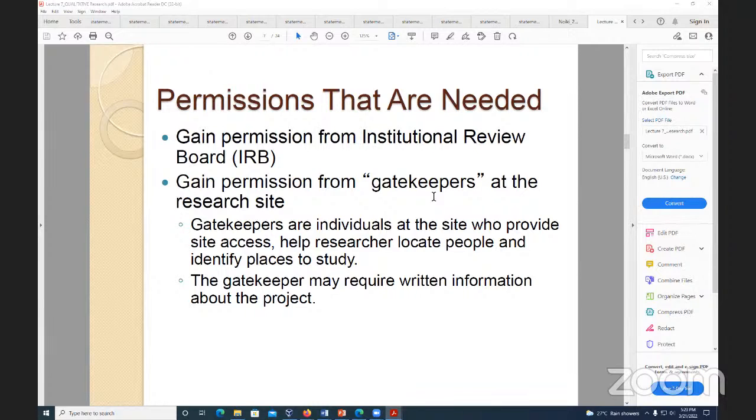And in addition to the gatekeepers, the people in charge, you also need to ask each person who is involved in the research. And that is normally called, which I did in that presentation already, a letter to the participant and the informed consent form.